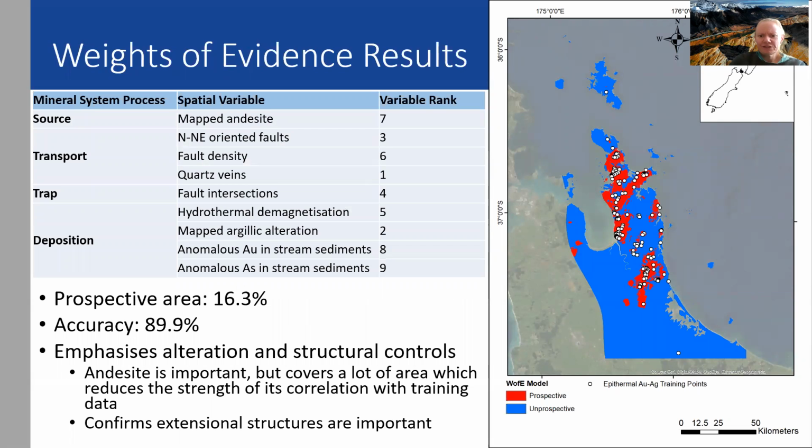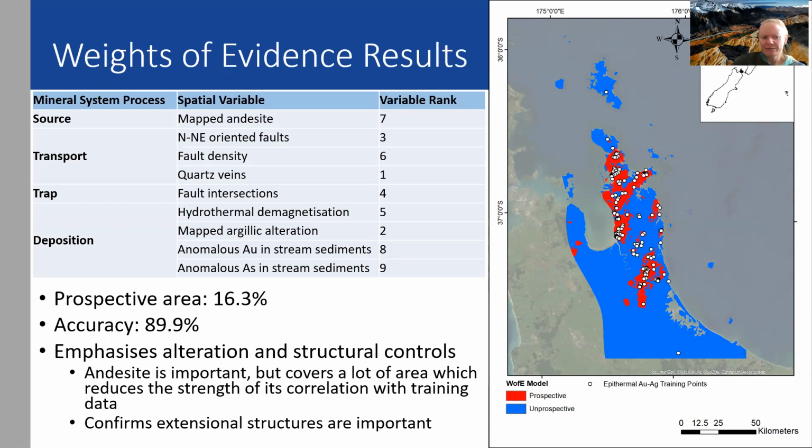So looking at the weights of evidence results, the map here is classified into prospective and unprospective area, and we can see the epithermal gold training points plotted over the top. And in the table here, we can see the different spatial variables or predictive maps that have gone into our mineral potential map and how they relate to the different mineral systems processes. The variable ranks here are based on the statistics, and so the maps that have the strongest correlation have a higher variable rank. So what we can see from our prospectivity map or mineral potential map here is that prospective area covers about 16% of our overall Coromandel study area.